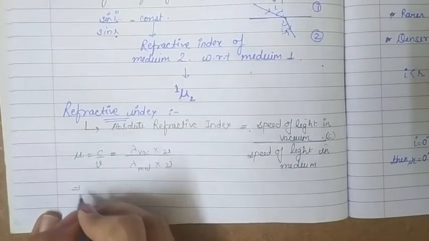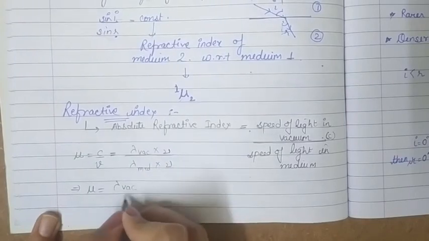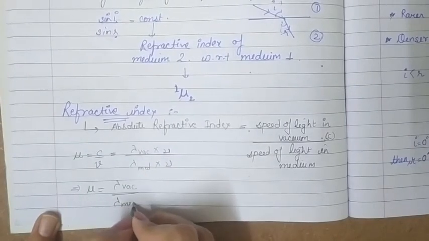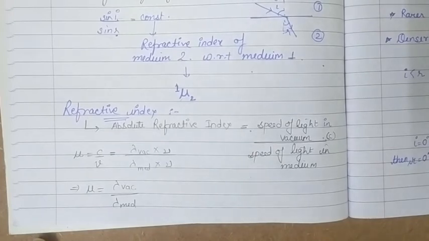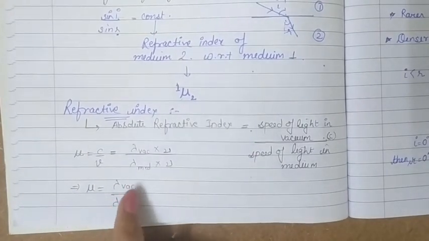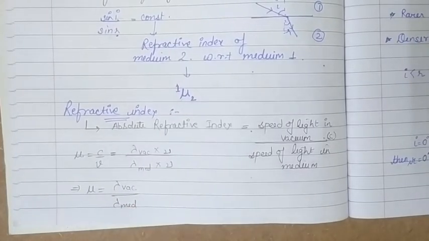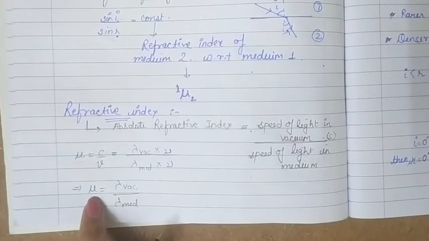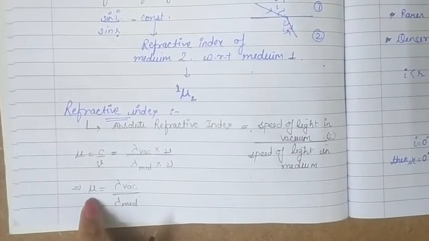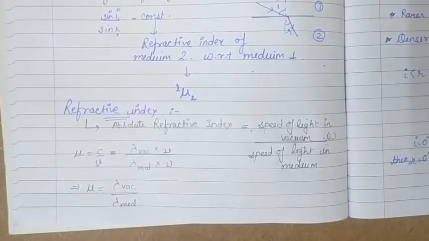So this implies that the refractive index can be written as the ratio of wavelength in vacuum to that in medium. That means the refractive index of a medium can be defined as the ratio of wavelength of light in vacuum to its wavelength in that medium. In that case, this mu is the absolute refractive index of the given medium. So this was absolute refractive index.